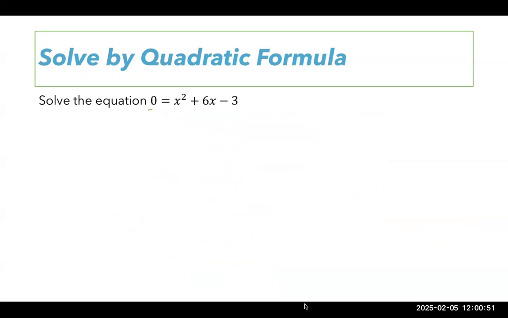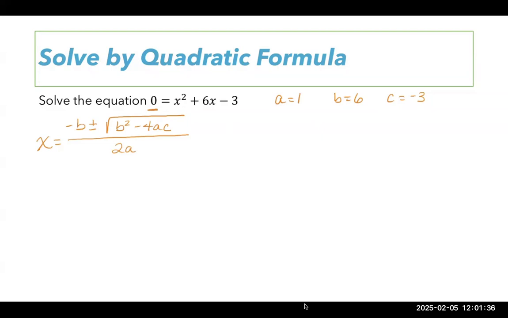So again, we want to make sure that we have everything on one side equal to 0, which we do in this case, so we don't have to move anything over. And then we're going to identify what our A, B, and C values are. My A is 1, my B is a positive 6, my C is a negative 3. And then we're going to use the formula. The general formula says that X has to equal the opposite of B plus or minus the square root of B squared minus 4AC, and then all of that gets divided by 2 times A.